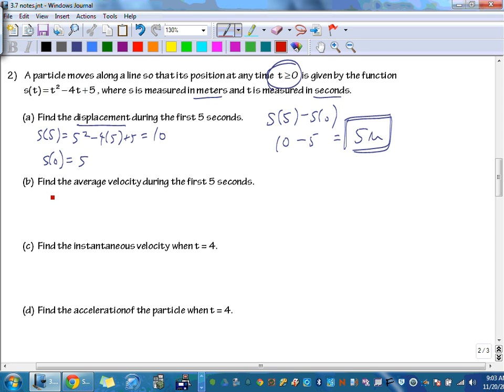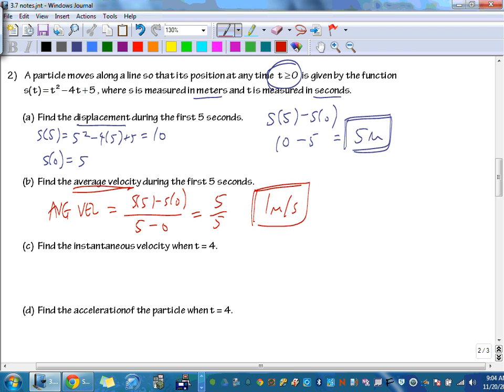Part B asks us, find the average velocity during the first 5 seconds. So average velocity, that's just the average rate of change, we're taking the rate of change of the position over time. So we're taking s of 5 minus s of 0, that displacement, over the change in time. In the first part, we found the change in distance. That was our displacement. Average velocity is just taking that change in distance divided by the change in time. So we have 5 divided by 5, which is going to give us 1 meter per second. That's our average velocity.